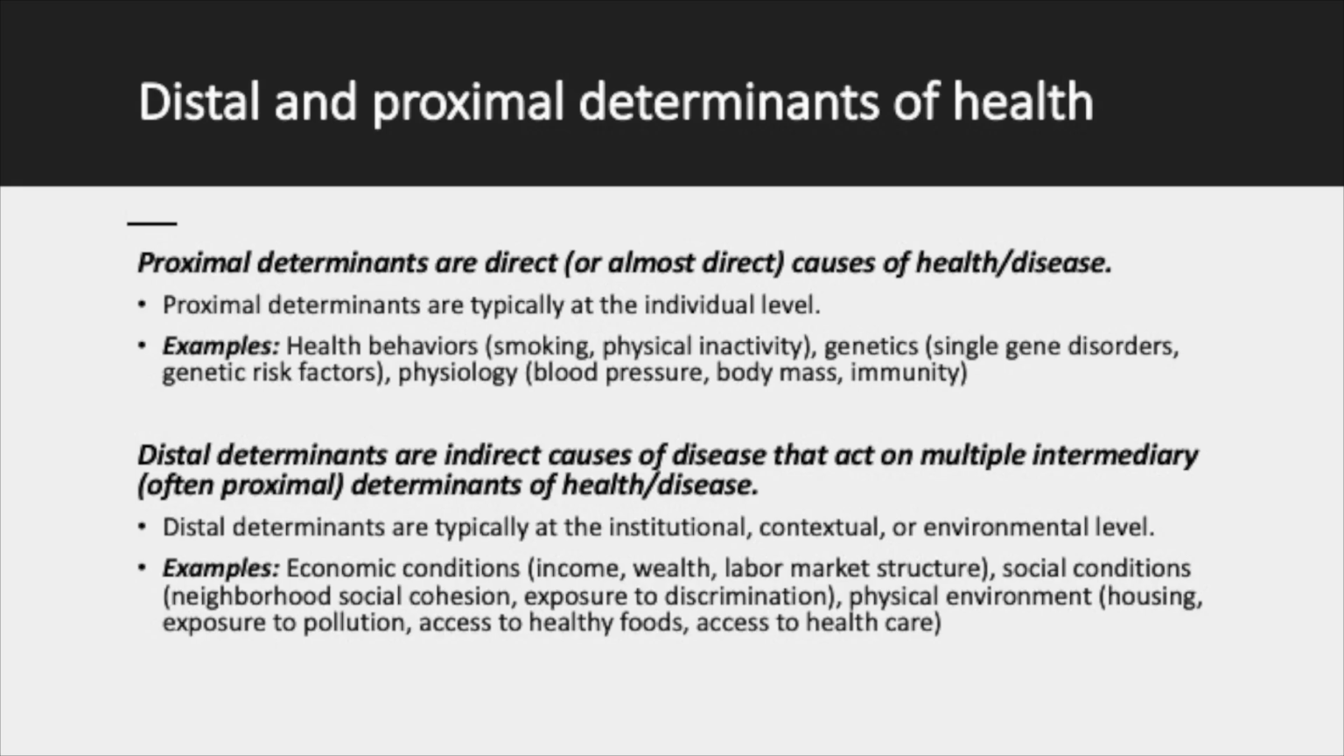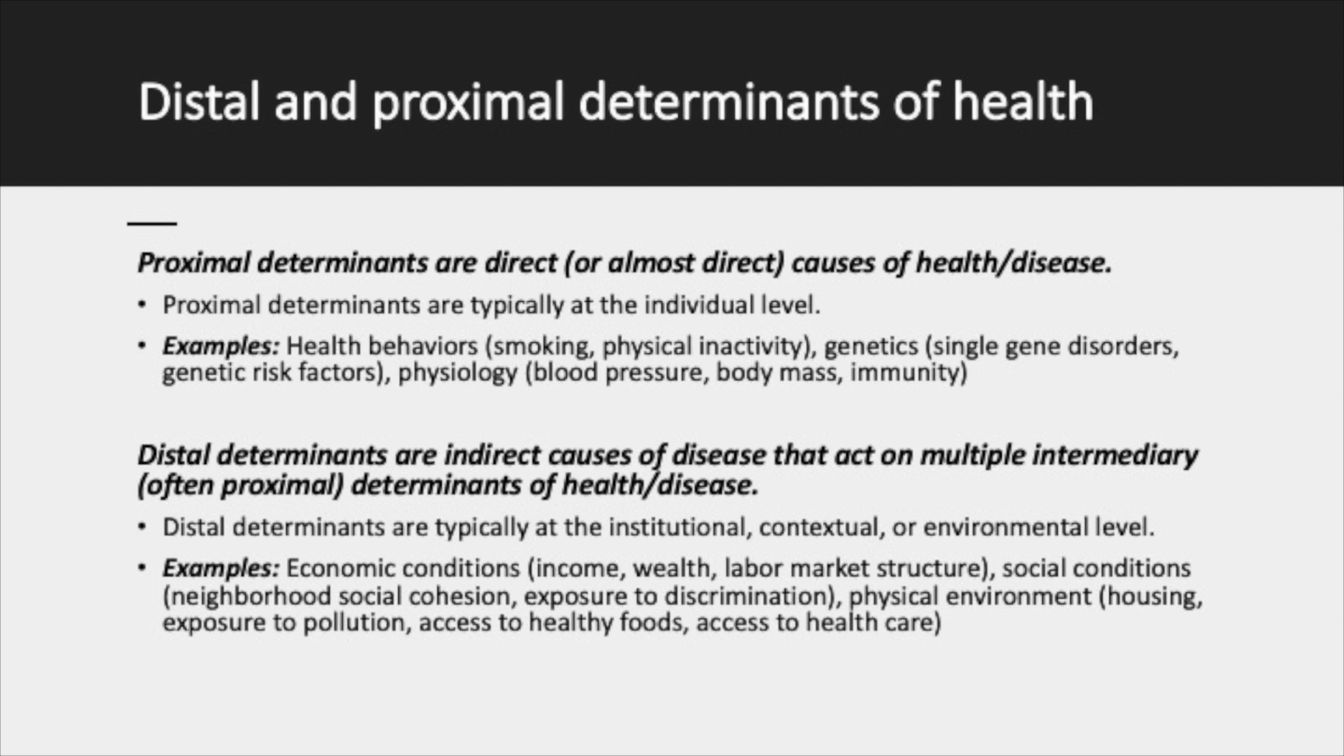Another way of framing the social determinants of health is to distinguish between distal and proximal determinants. And this is going to be actually an important part of your course paper, being able to distinguish between these distal and proximal determinants. So first, what do we mean by proximal determinants? These are direct or almost direct causes of health or disease. Proximal determinants are typically at the individual level. For example, and this is probably the biggest example, we might consider health behaviors, such as smoking or physical inactivity, as proximal determinants. These are more directly connected to health.